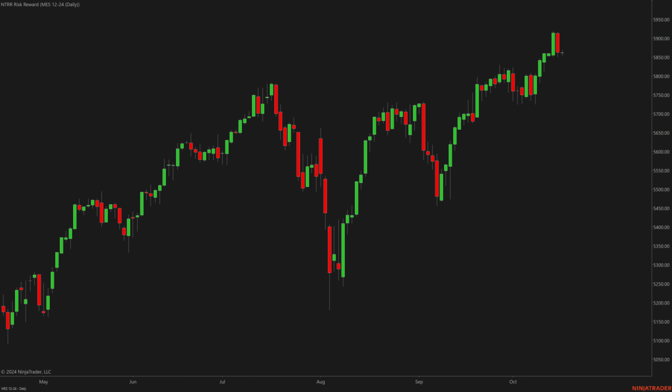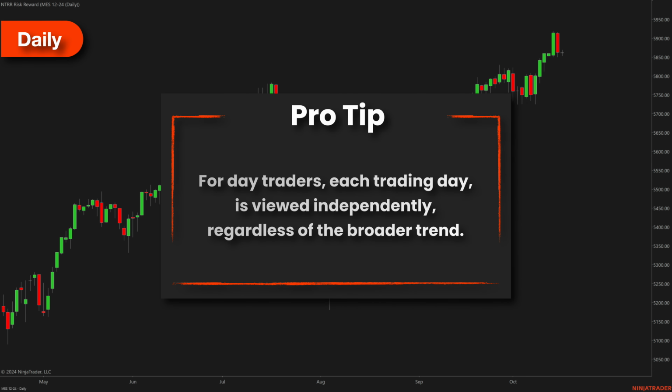Here, we're looking at the MES contract on the daily time frame. As you can see, the overall trend is bullish, but that doesn't mean there aren't red days in between. For us as day traders, each trading day is viewed independently, as today's market can easily turn out bullish or bearish, regardless of the broader trend.